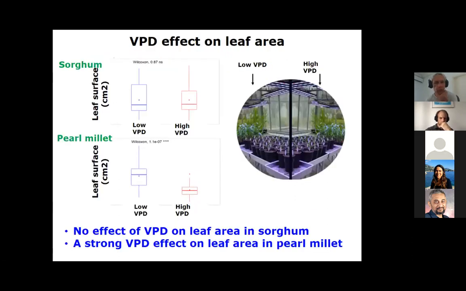So what we have been doing, for instance, is comparing how the leaf area developed, here on the y-axis, as a function of the VPD in the growth condition. We've got a low VPD condition and a high VPD condition, and we did that with sorghum and with pearl millet. In sorghum, no change: we apply a high VPD, and the leaf area develops equally. In the case of pearl millet, it decreases. So we've got a species contrast to take into account here, but we know that we've got a VPD effect, at least in pearl millet.